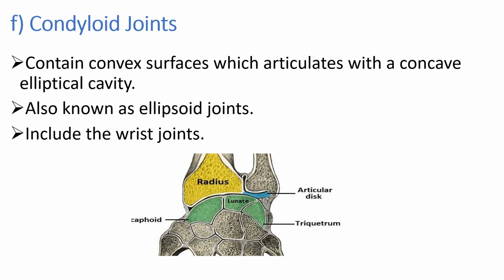Condyloid joints contain convex surfaces which articulate with a concave elliptical cavity. They are also known as ellipsoid joints. They include the wrist joints. So here's an example of a wrist joint.